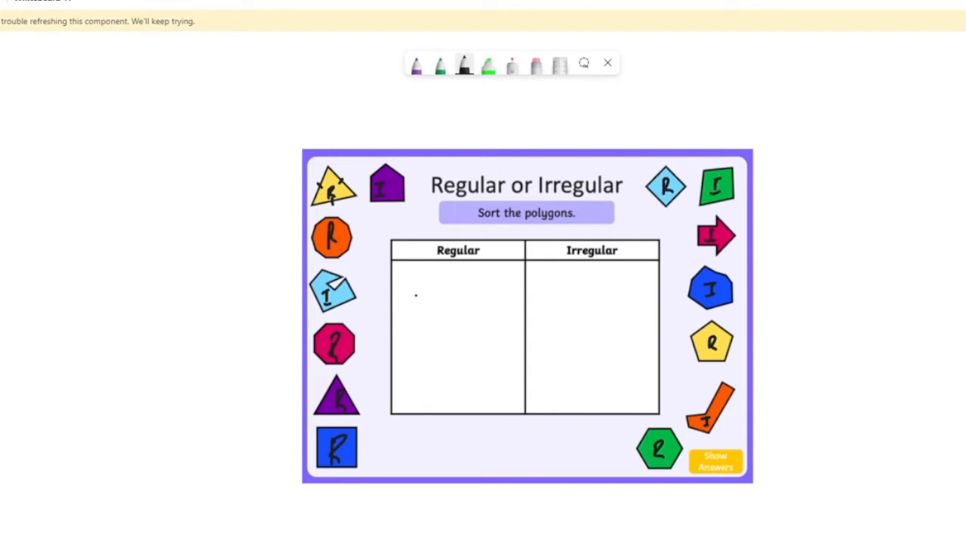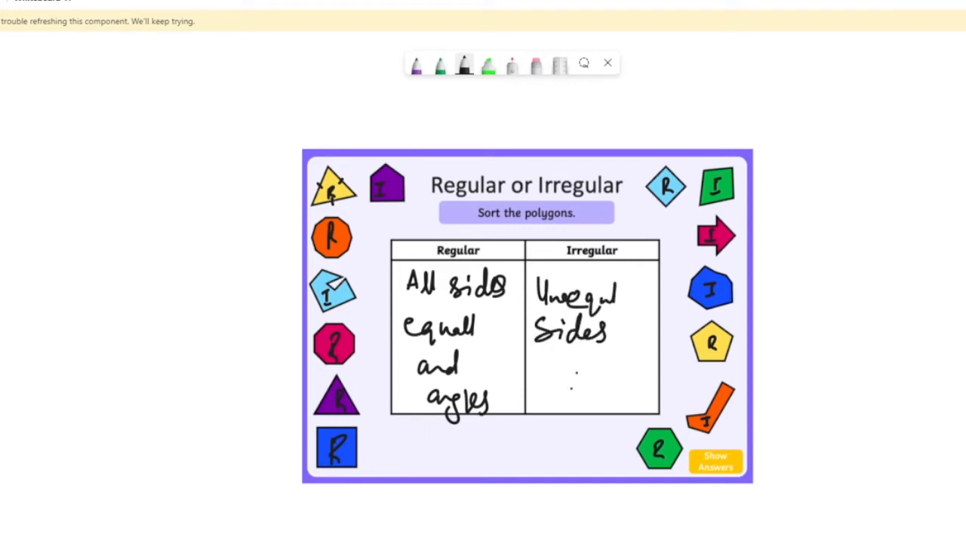So regular shapes have all sides equal and angles as well. And with unequal sides, obviously unequal angles. Okay, let's know more about polygons.